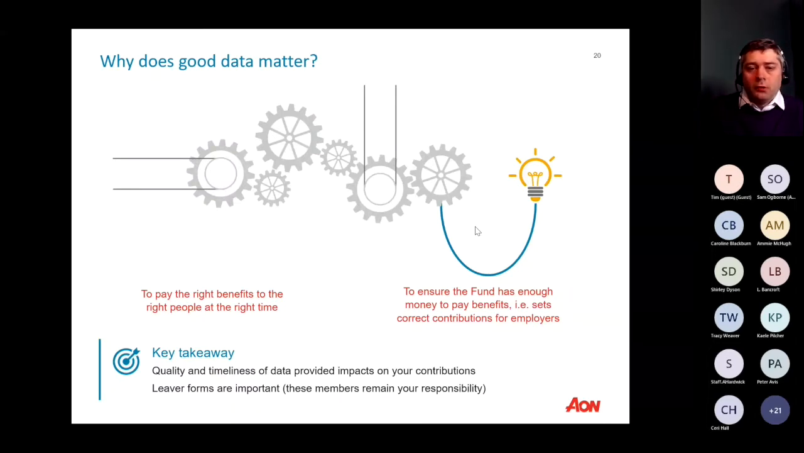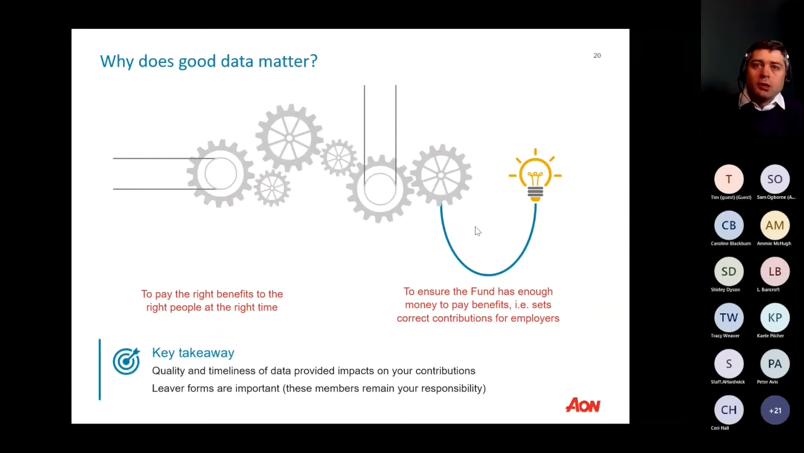To help us with our valuation, please provide the correct data to the fund on time, including the leaver forms, which often can be forgotten as the members are no longer employed. However, from the fund perspective, these members are still your responsibility. To help you fulfill your role, the fund provides support by offering free training sessions.